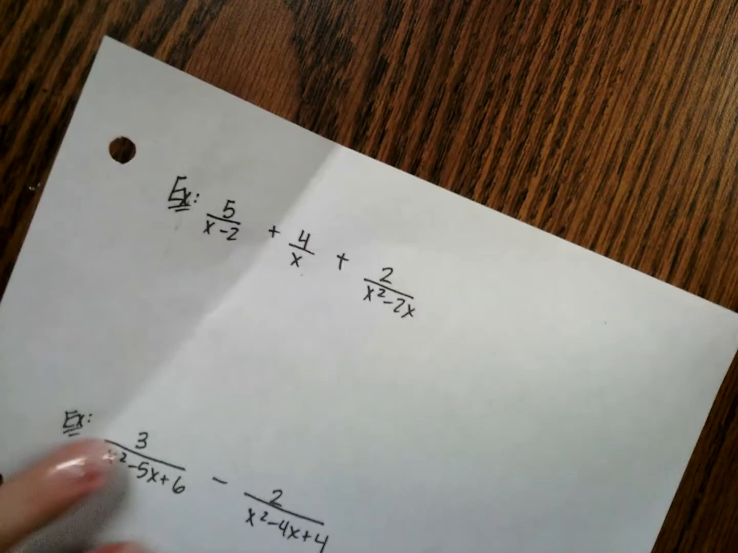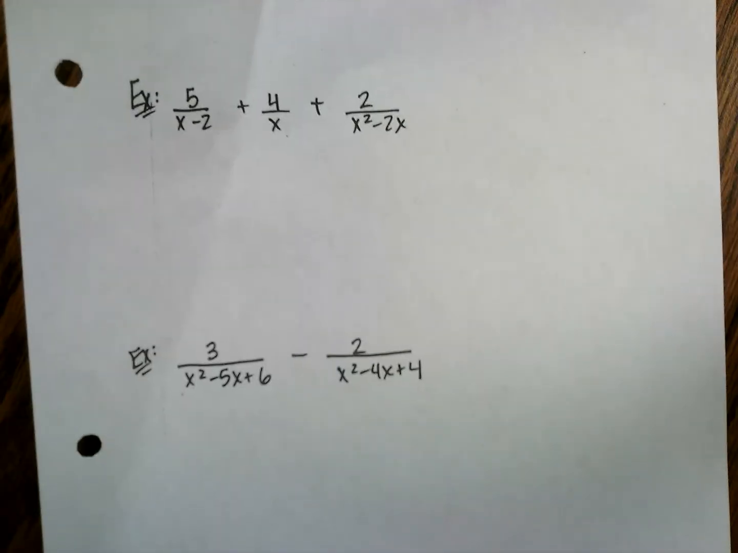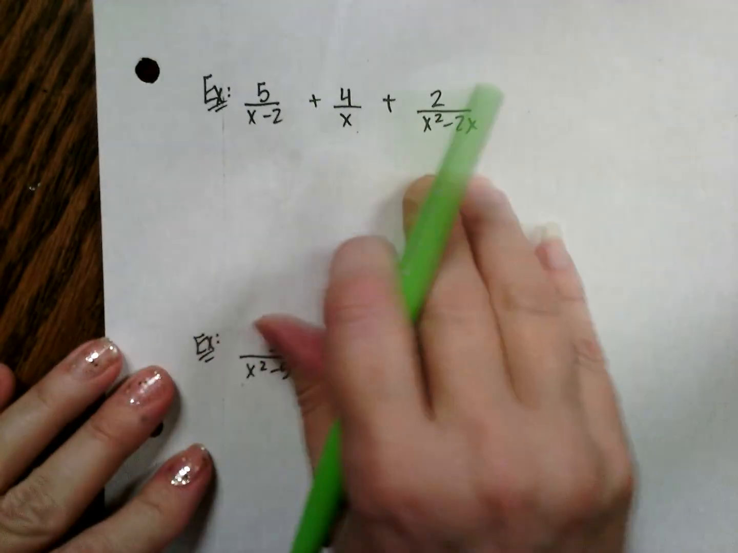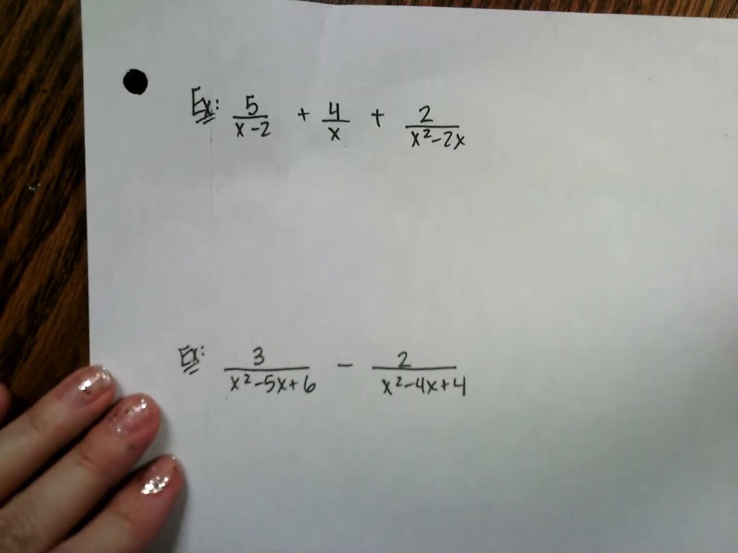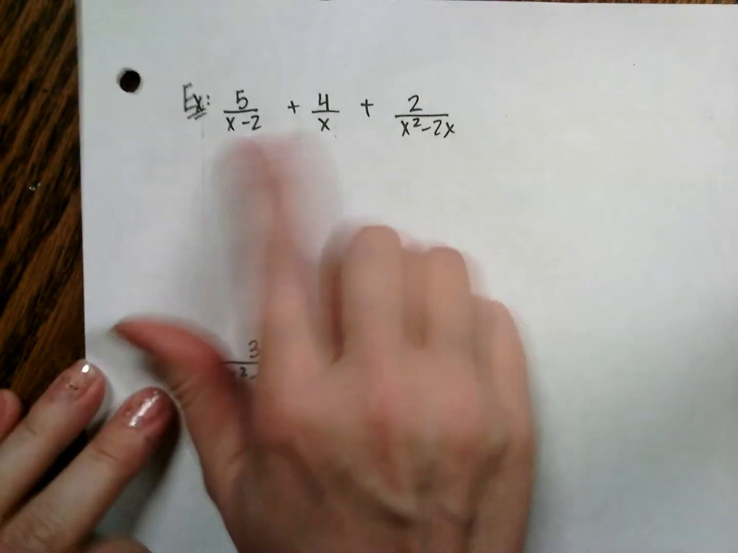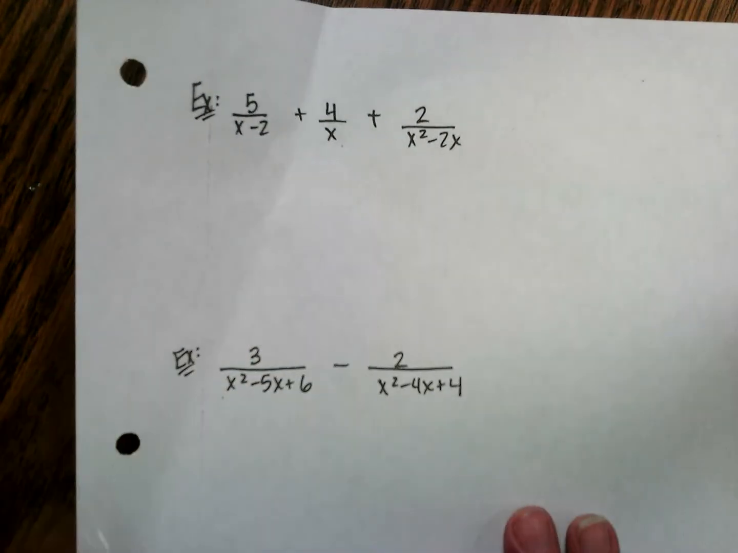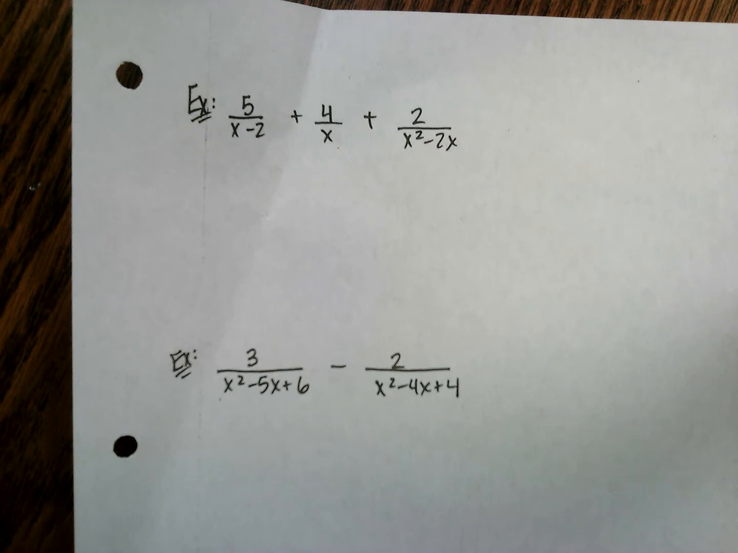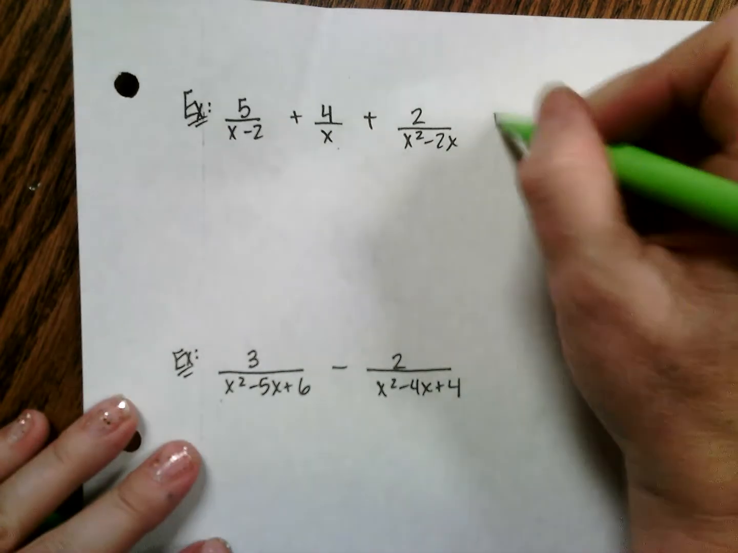Let's see what the next page has in store for us. Okay, oh gosh, now we have 3 terms. But we're going to do the same steps, so no need to panic. I can see my denominators are not the same. So my first step is going to be that I need to factor the denominators.